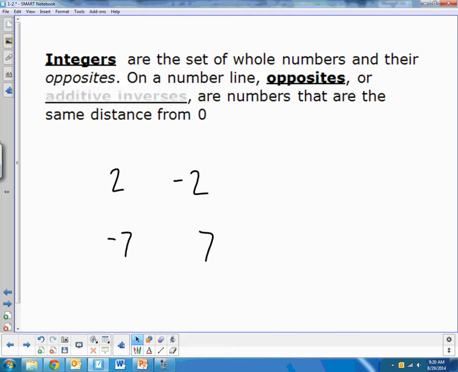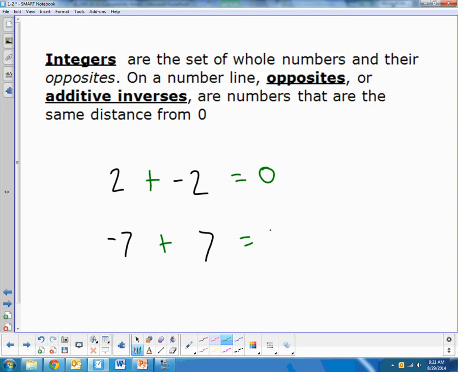We have another name for those. We also call them additive inverses. A little longer name, but additive inverses are the numbers that are the same distance from 0. And that's a little bit different than what some of you are thinking. Some of you might already be thinking about absolute value. We'll get to that later. But additive inverses, what that means is, if you add them together, well, 2 plus negative 2, 0. Negative 7 plus 7, 0 again. In fact, additive inverses are going to add to 0. And that's what makes something an additive inverse. And those are opposites of each other. So additive inverses are opposites. And that's what we want to keep in mind when we're trying to remember these specific math terms: additive inverses are opposites of each other. They add to 0.